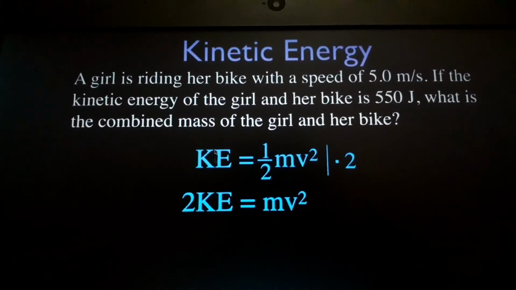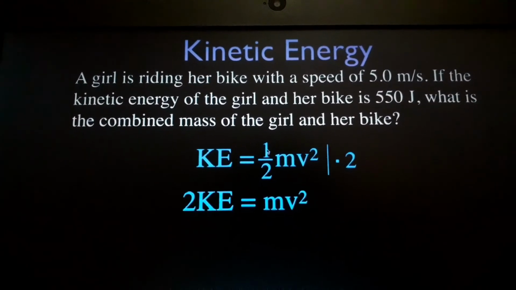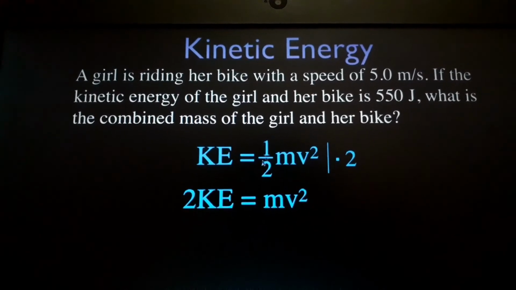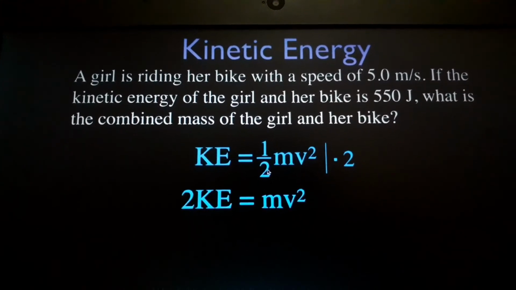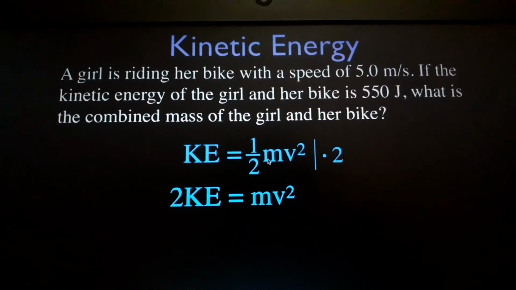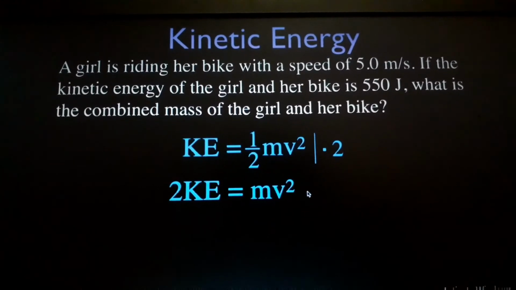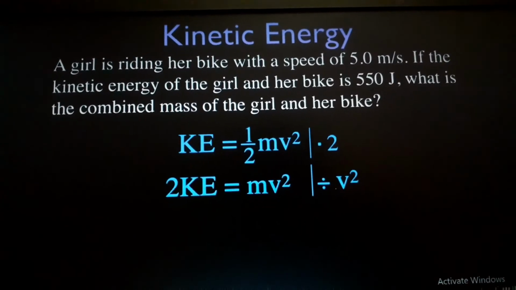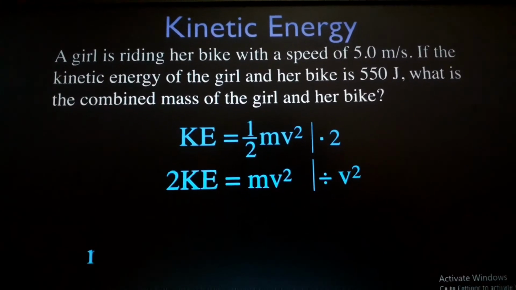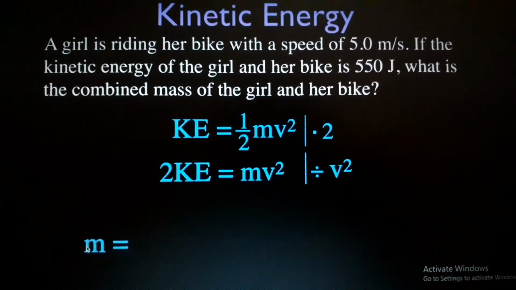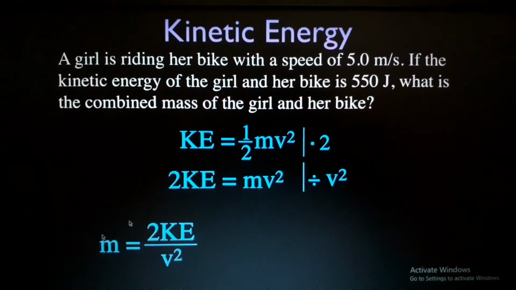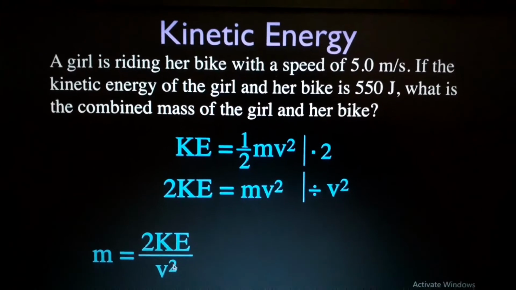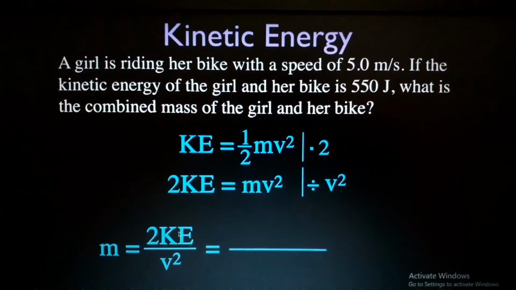So I get 2 ke. Ke times 2 is 2 ke, and 1/2 times 2 is 1. So we lose the 1/2. Get rid of the 1/2, which is what we want to do. We move it to the other side and just mv squared. Now we want to know the mass, so we got to get rid of the velocity squared. So now we're going to divide by velocity squared. When we divide by velocity squared, we get that the mass is equal to 2 ke divided by the velocity squared.